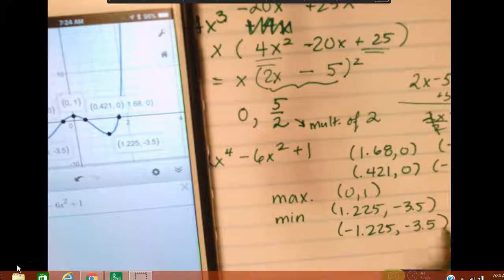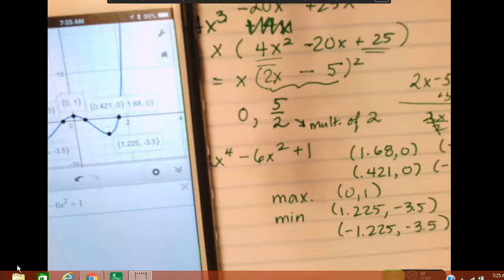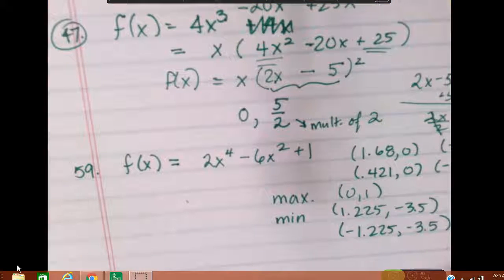So this makes me feel like asking you if this is an even or an odd function, and you should be able to see, since it's symmetric about the axis, it is going to be an even function.